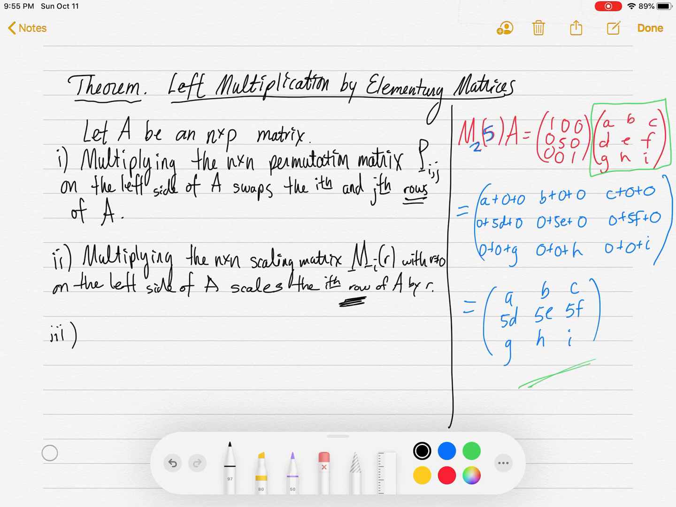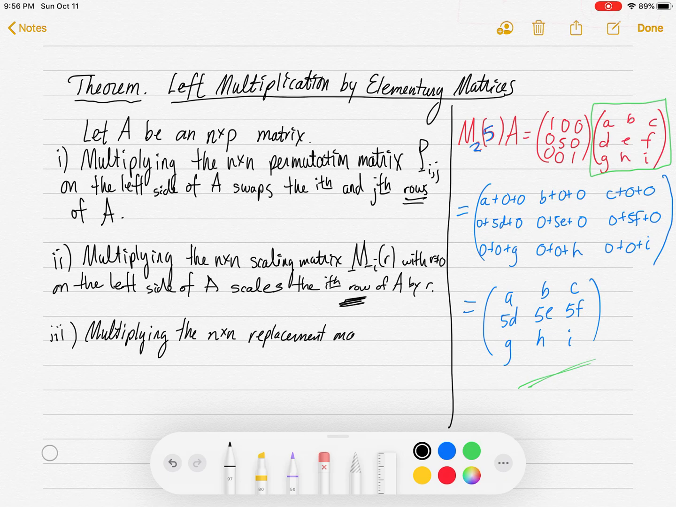So what was our last? We had this permutation elementary matrix. You had the scaling. Oh, you had the replacement, right? What do you think happens when you multiply the replacement matrix on the left side of A? Basically what that does is going to give you a new ith row. The ith row gets updated or replaced by r times the jth row plus the ith row.